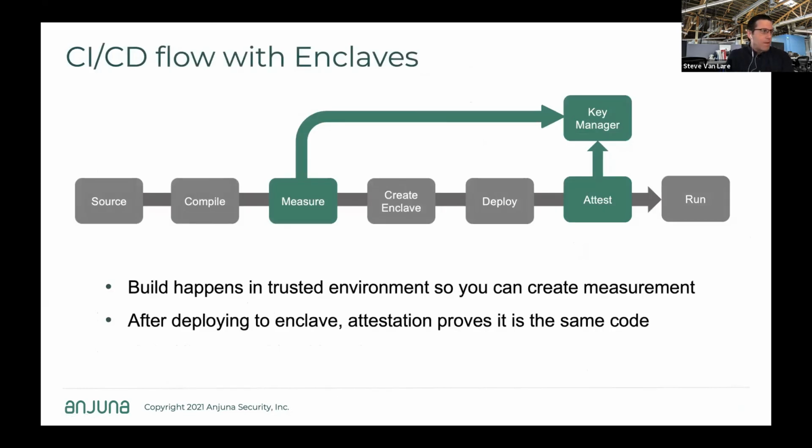CI/CD, I mentioned this was one final step. We all go through very similar steps. We take our source code, we compile it, we deploy it, we run it. The things that we add when we add enclaves, and the green ones are the encrypted steps, is we need to add a measurement step before we distribute our code. So when we compile our code and we package our code up, we need to measure it. And that's going to produce a hash that we're going to say, this is my trusted code.